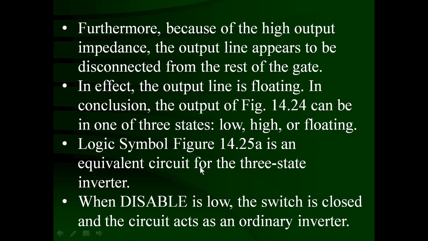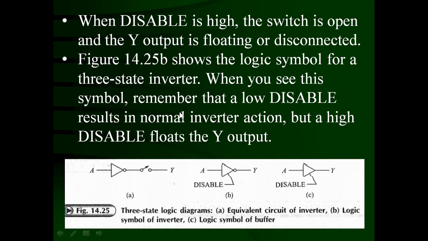Logic symbol figure 14.25a is the equivalent circuit for the tri-state inverter. When the decibel is low, the switch is closed and the circuit acts as an ordinary inverter. When the decibel is high, the switch is open and the Y output is floating or disconnected. Figure 14.25b shows the logic symbol for a three-state inverter. When you see this symbol, remember that low decibel results in normal inverter action, but a high decibel floats the Y output.